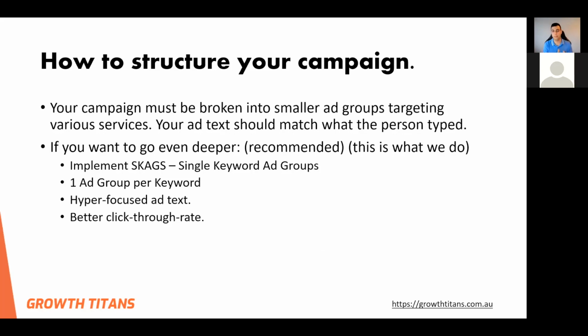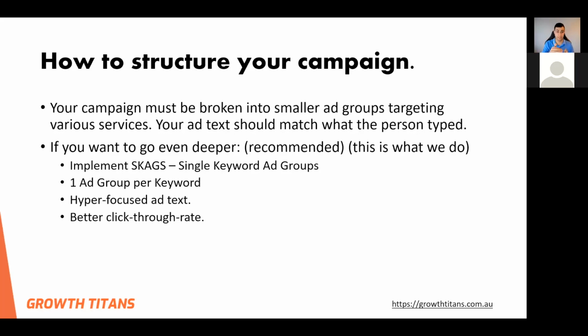So your campaign needs to be broken into small components targeting your various services, right? A termite inspection search request needs to show a termite ad. It sounds very simple, but if you are using the Google Basic Editor, it's really difficult to set that up. So you just jump into the advanced editor. It's not too complicated, and you can look into ad groups and set that up per keyword.